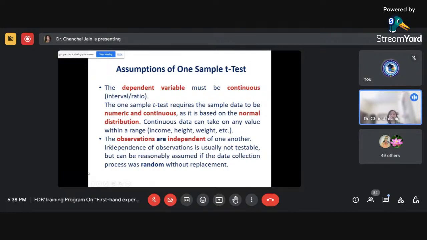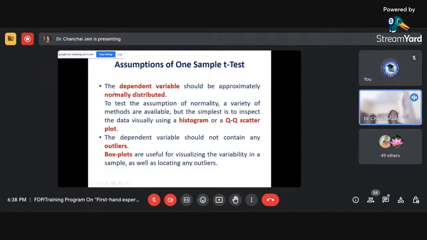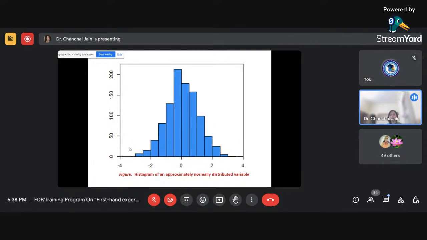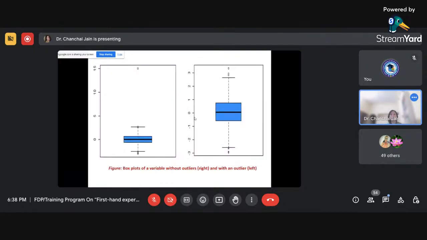Then coming to the next, the observations are independent of one another. This assumption of the t-test can be met if we are collecting data from one person only once. So these are the two assumptions, and the next two assumptions are that the dependent variable, whatever single variable we are having, should be normally distributed, and there should be no significant outliers in your variable. Using the histogram, as I explained previously when I was discussing descriptive statistics, we can check whether the variable is normally distributed or not. Also using the box plot, we can check whether significant outliers are present in your data or not, right?